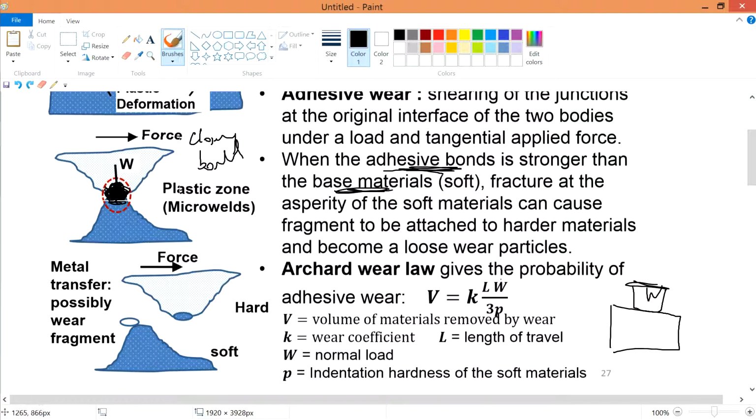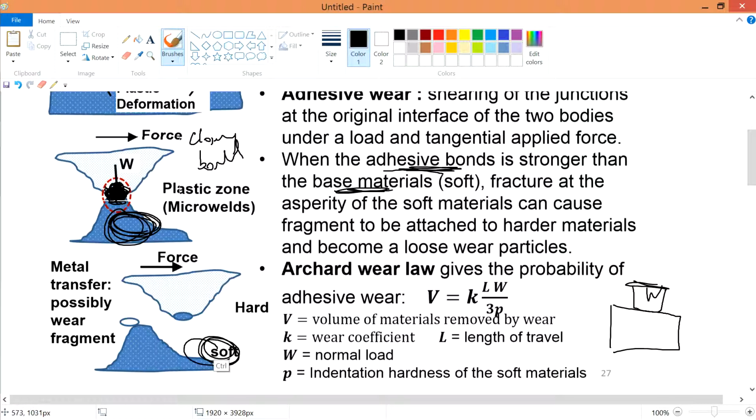So you want to cut short of these things, while the indentation hardness of the soft material restricts the amount of volume. I think the indentation hardness is the hardness value of the material. So if the soft material is very hard, then the amount of volume being worn off is lesser, because it is very hard.